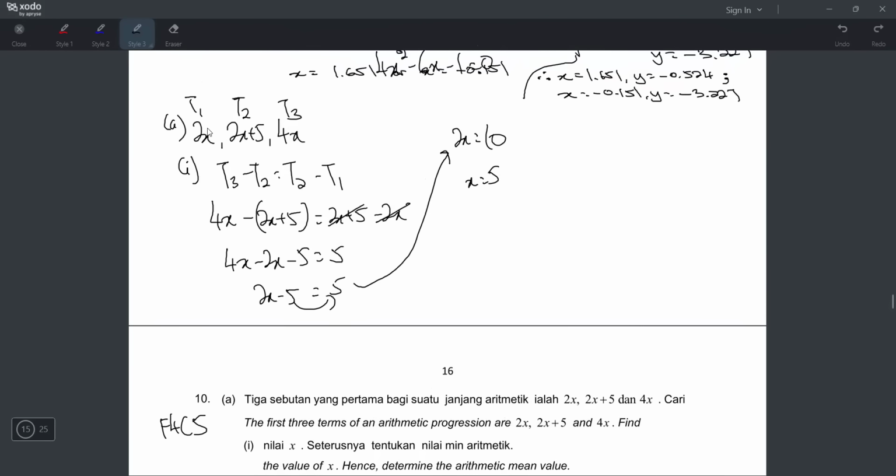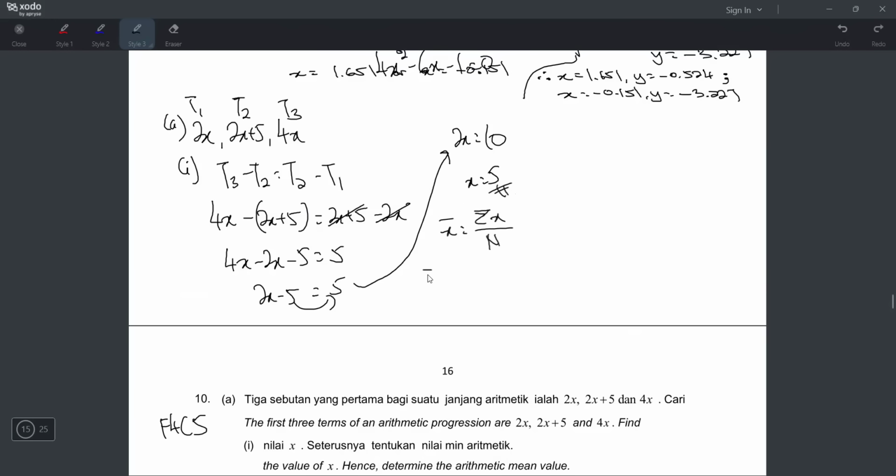Okay, I think they want the mean lah. That means the average lah. So I think you have to take these three terms, add together, and then divide by 3. Because that's how you find mean, right? That's the mean formula. Okay, the mean formula is you take the sum of all the values, divide by n.